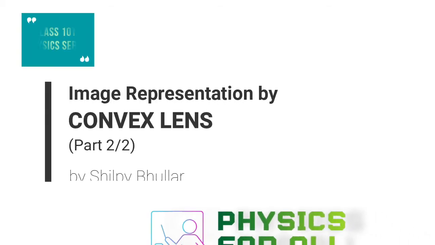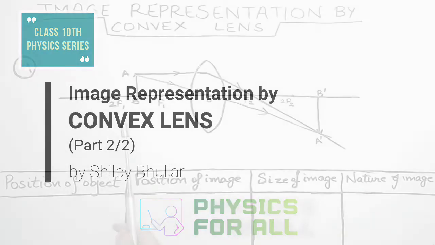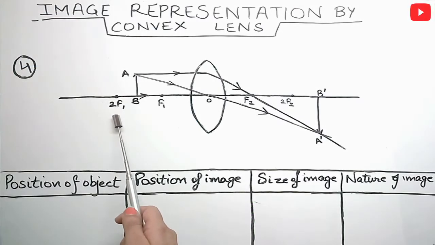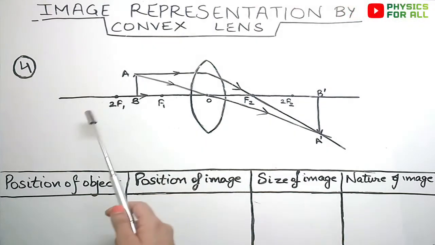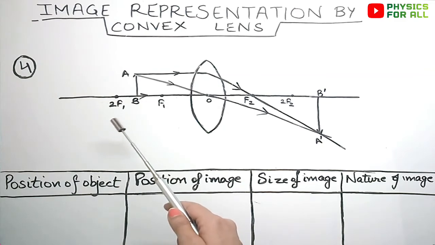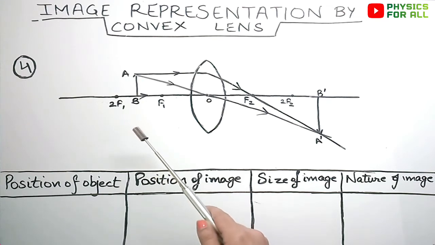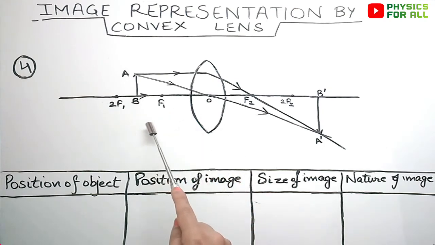We are doing image formation by convex lens, and we have already done our 3 cases. Now in the 4th case, we have the situation when our object is placed between center of curvature and focus to the left side of the lens. And this case is similar to the 4th case that we had in case of concave mirror. So the only difference here is there we had concave mirror and here we are having convex lens, but the case is almost the same.